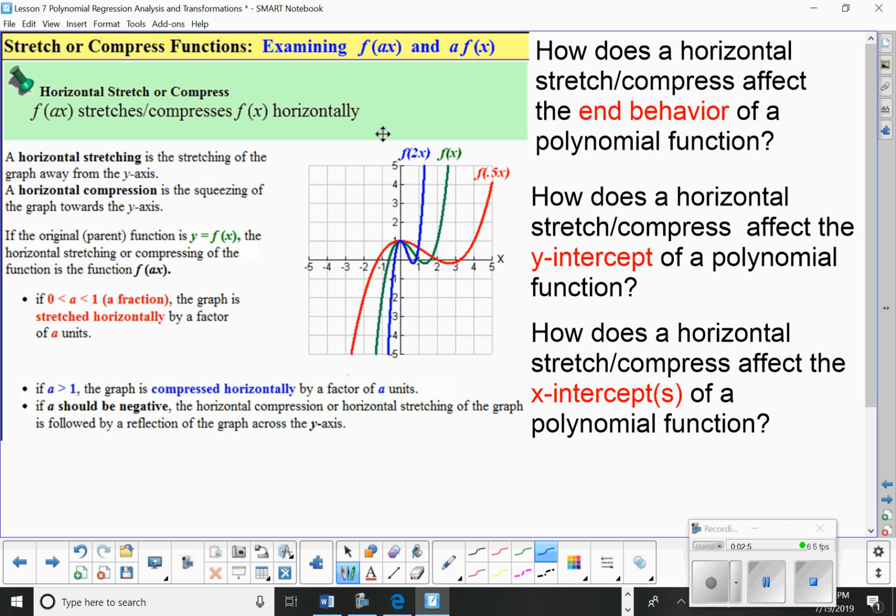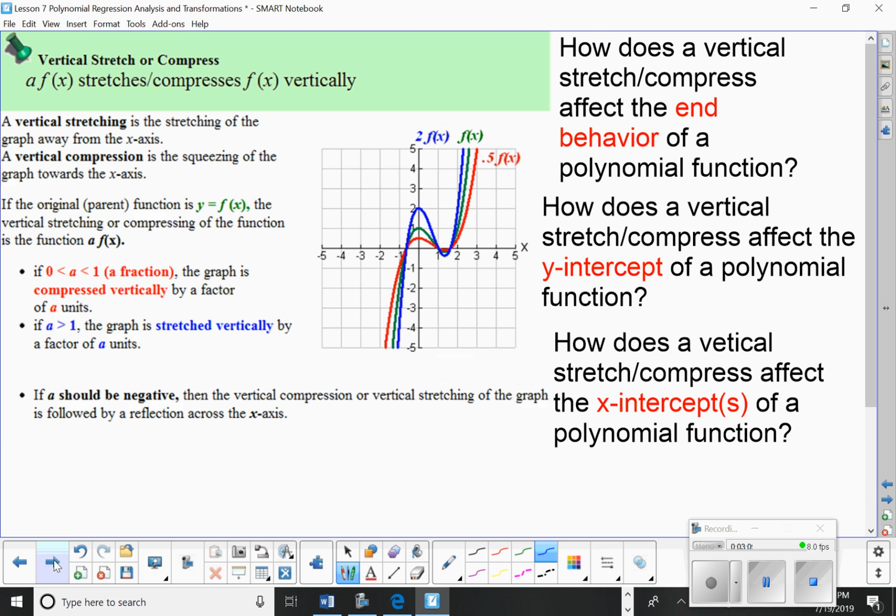Stretching and compressing, same thing, inside or outside. When you're looking at something, think about how it would change. What would change? Does the end behavior change when you stretch or compress? No. Here are some more stretches and compresses. Just look at these three and think about what's going on. The end behavior doesn't change. The y-intercept changes, but the x-intercept does not.